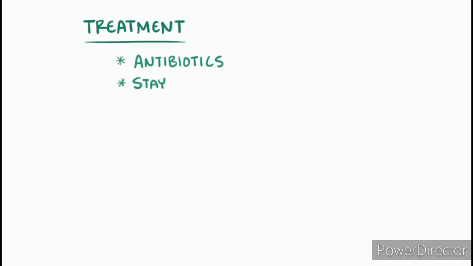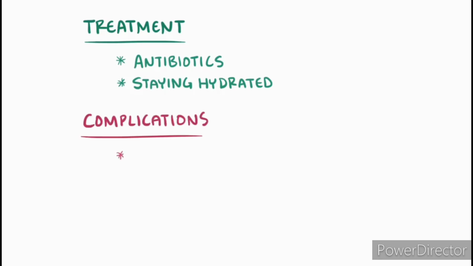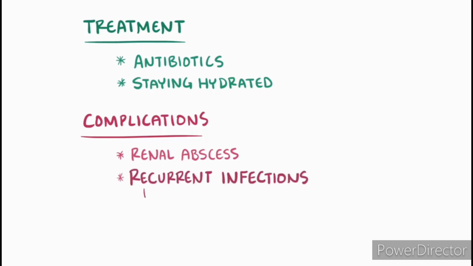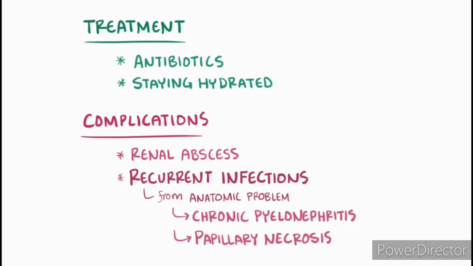Treatment is typically antibiotics and making sure that the individual stays well hydrated. Like most bacterial infections, there is also a possibility of a renal abscess that can form as a complication. Also, if there are recurrent infections, which can be the case in people with an anatomic problem that allows bacteria to easily cause infections, then it can lead to chronic pyelonephritis as well as papillary necrosis, or death of the renal papillary tissues, which has a much worse prognosis because that can affect the kidney's overall ability to function.